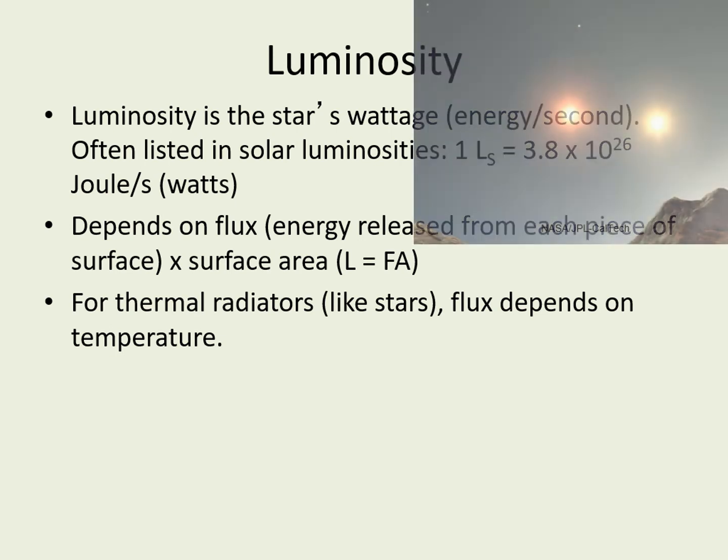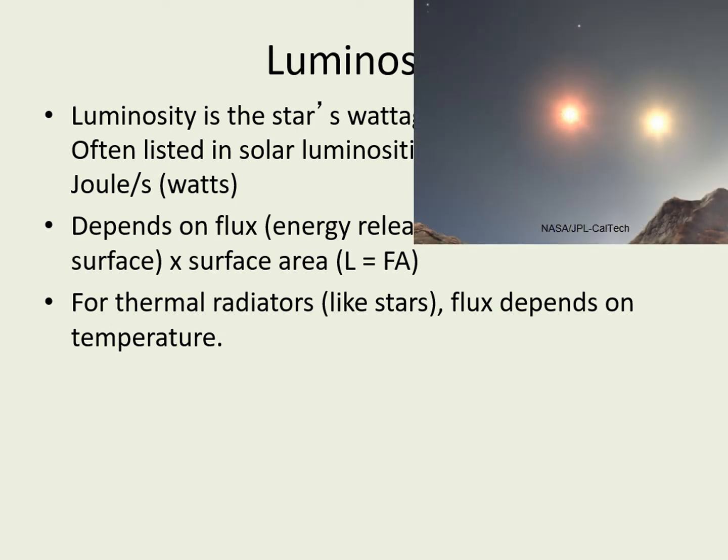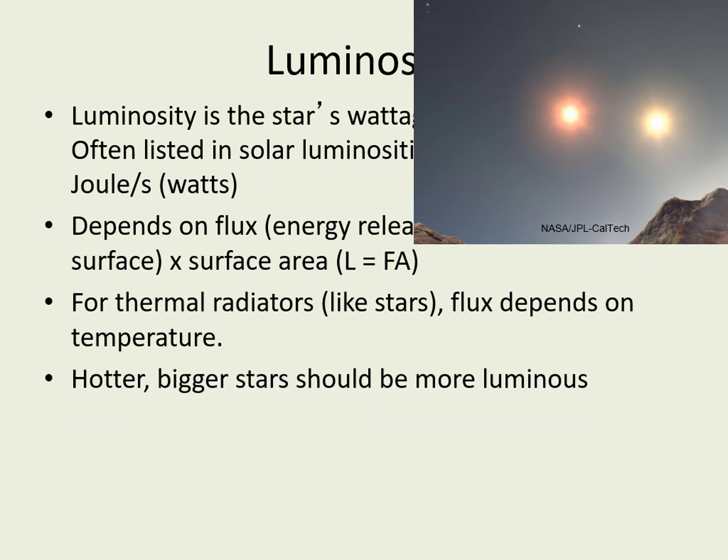These two stars are very different temperatures. You can tell from their colors. Since they're about the same size, the hotter, bluer star is much more luminous than the redder star. Putting those two ideas together, the hotter stars and the bigger stars will be the more luminous stars.